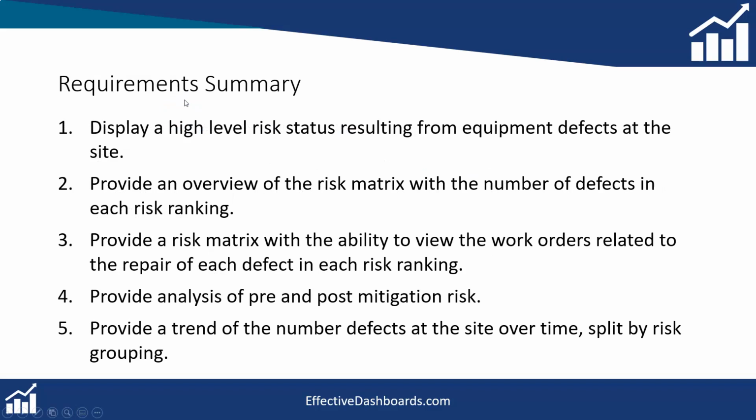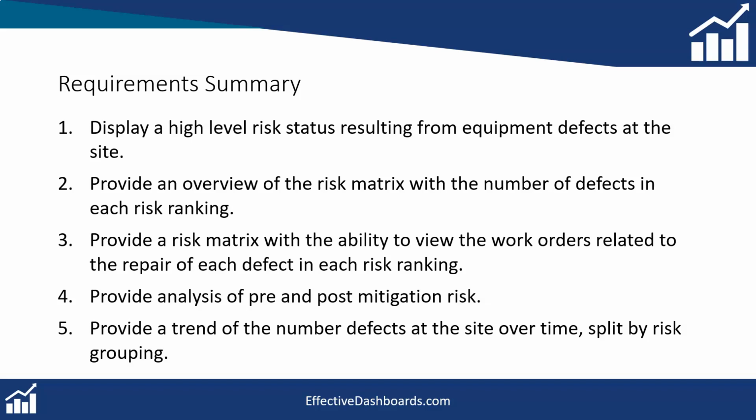So if we look at the requirements, there were 5 key requirements, plenty of other ones, but these are the 5 key requirements. The first requirement is to create a high-level overview of the current risk status at the site. So what is the current risk status at the site? Using some sort of high-level indicator that allows management and C-level management to see, right, okay, are we in a red, amber, or green state.